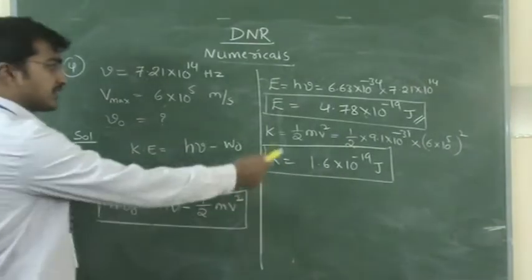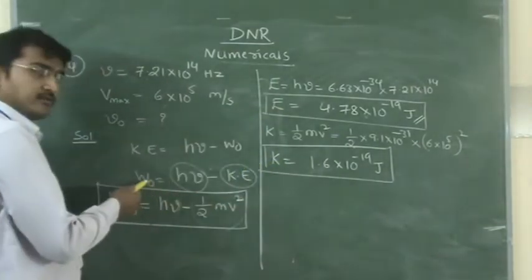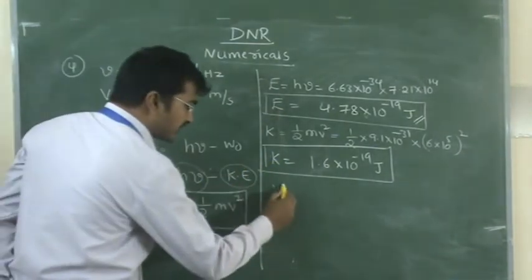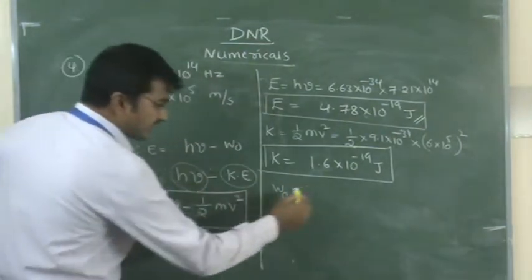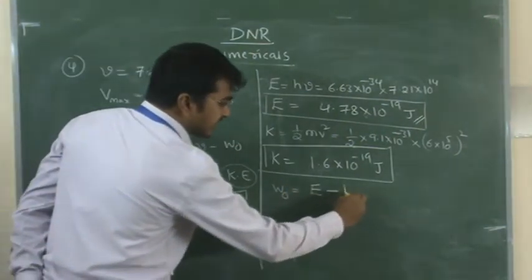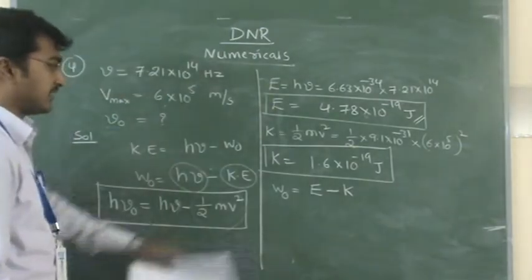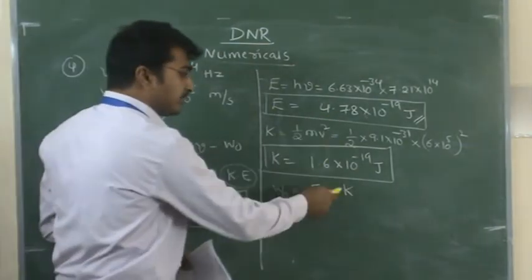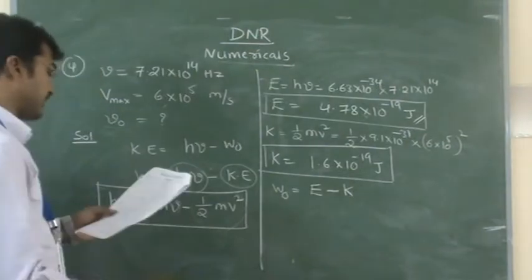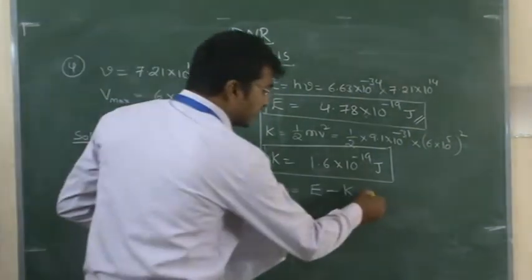So substitute this energy and kinetic energy values in this one. Work function equals incident energy minus kinetic energy. By substituting these, you will get the answer.